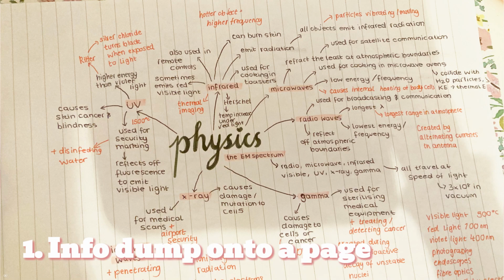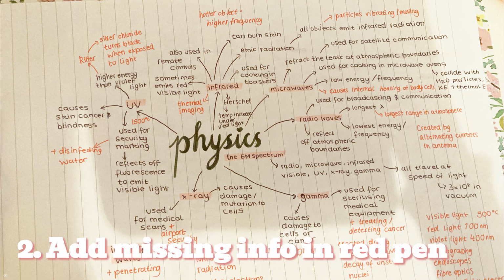The first technique I use for revising for almost anything is blurting. I write a cute title in the middle and info dump as much as I can onto the page. After you've written down everything you can remember from the topic, you write everything you got wrong in red pen to aid memory. The picture on screen is of my blurted mind map.